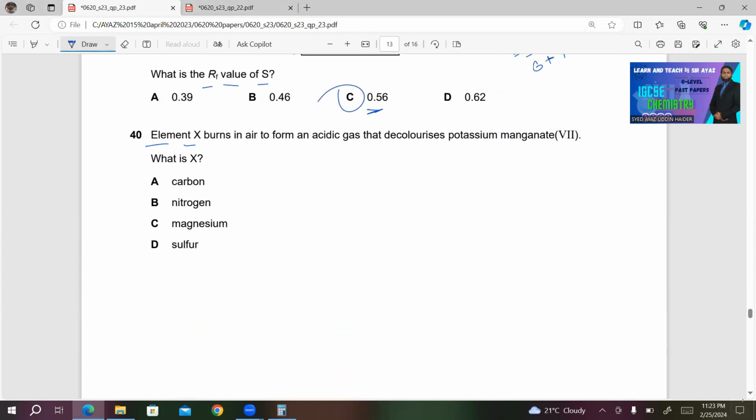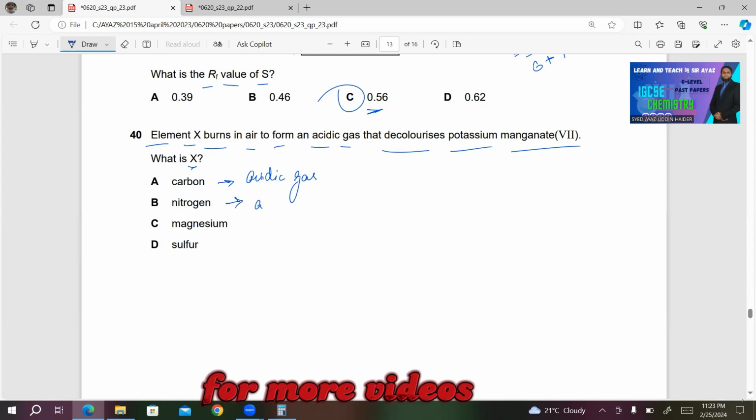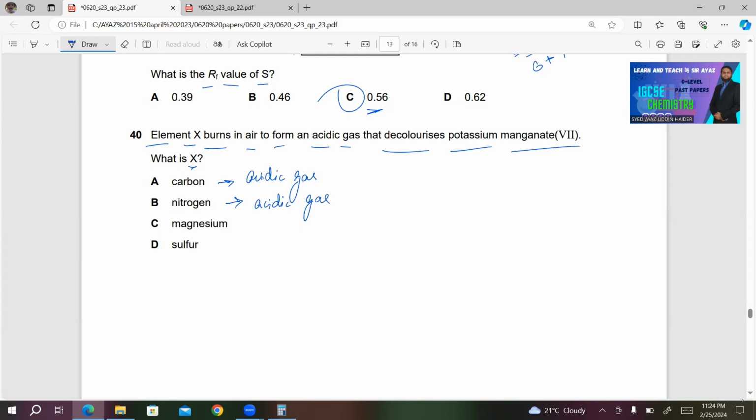Number 40, element X burns in air to form an acidic gas that decolorizes potassium manganate 7. What is X? A, it will definitely react to form an acidic oxide, acidic gas, but it does not decolorize potassium manganate. Nitrogen, it will also produce acidic gas. First, it will produce neutral gas. Later on, it will produce acidic gas. But it also does not decolorize potassium manganate 7.